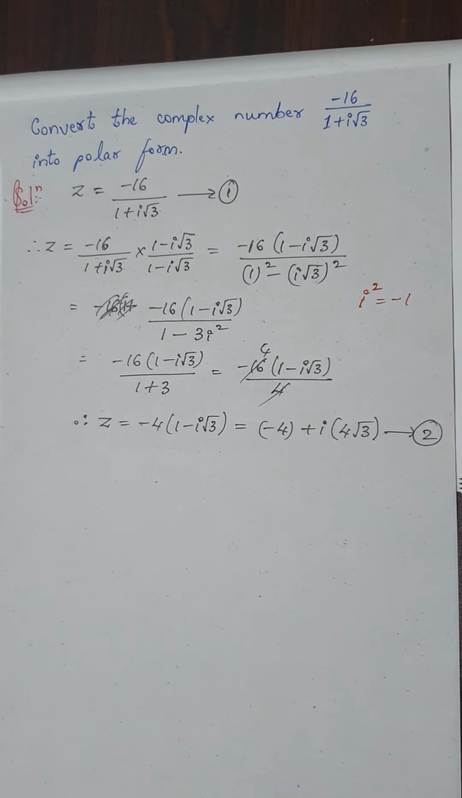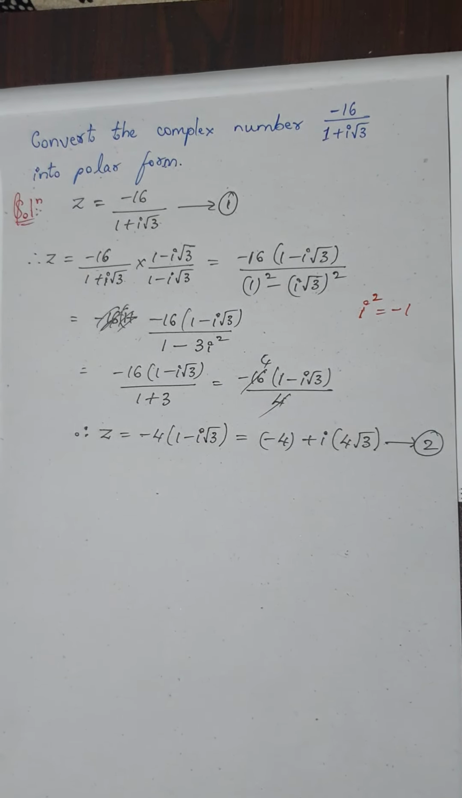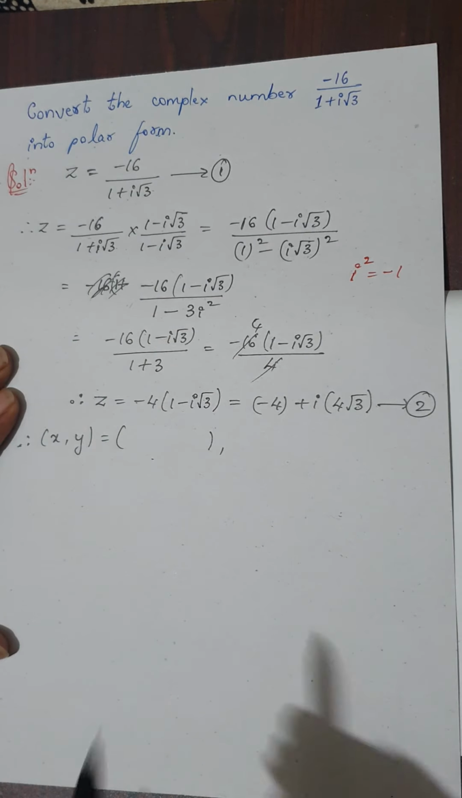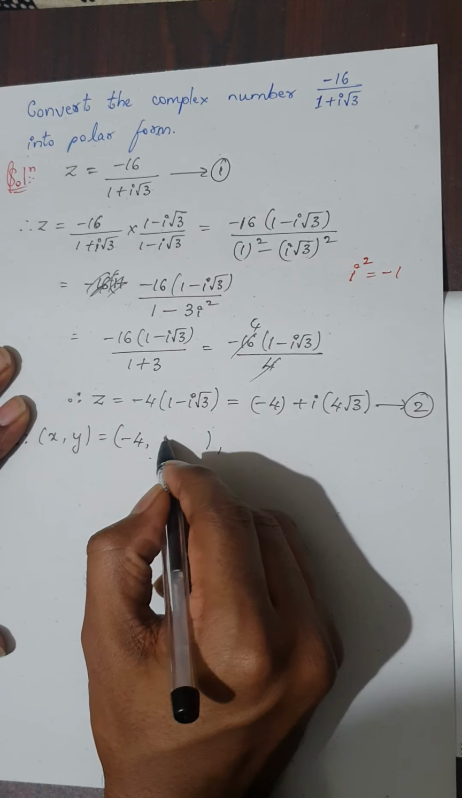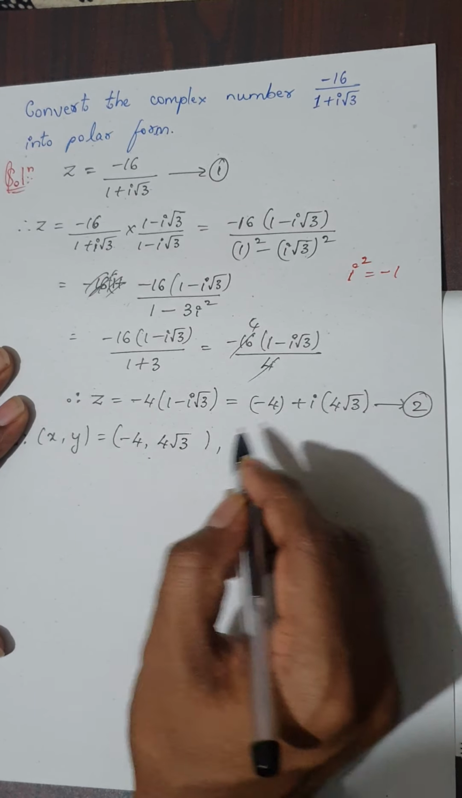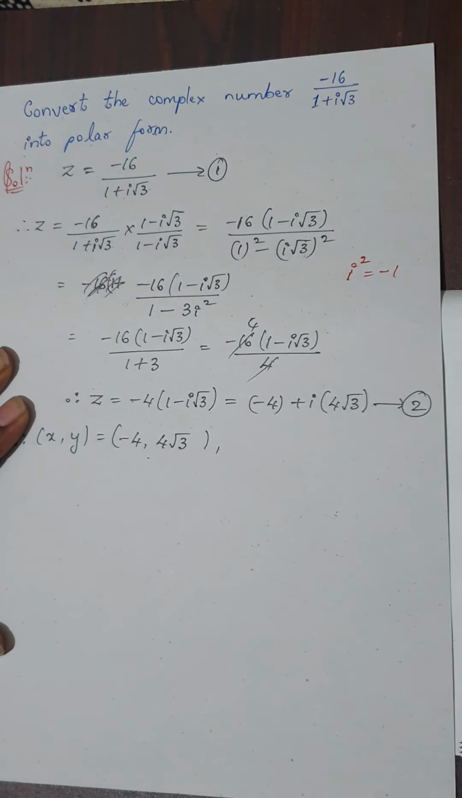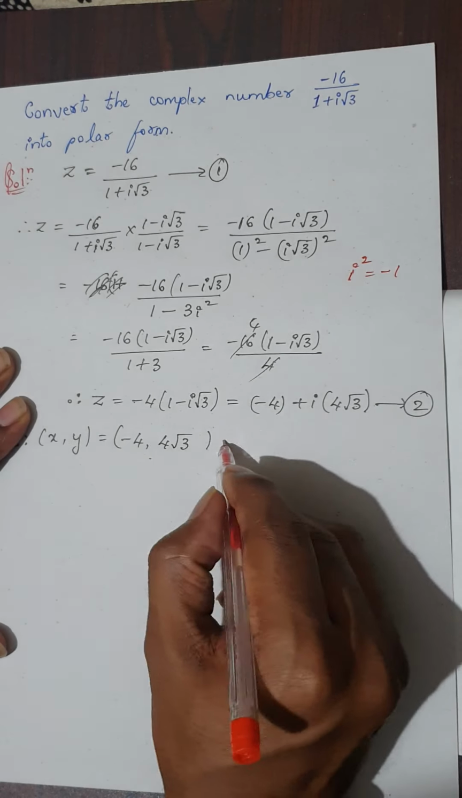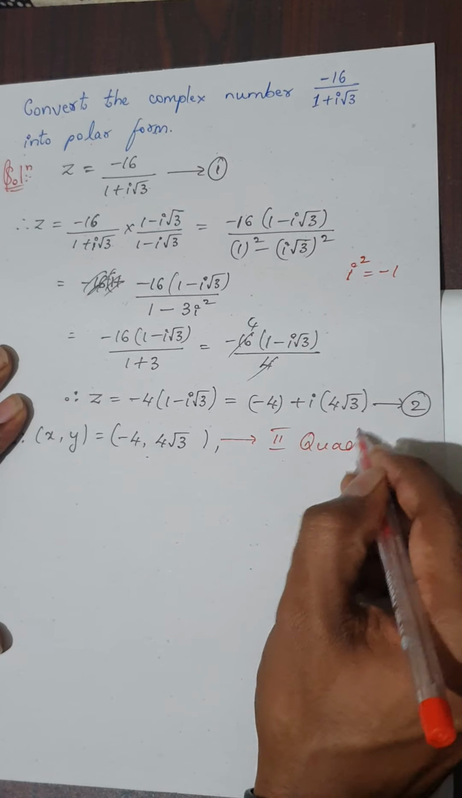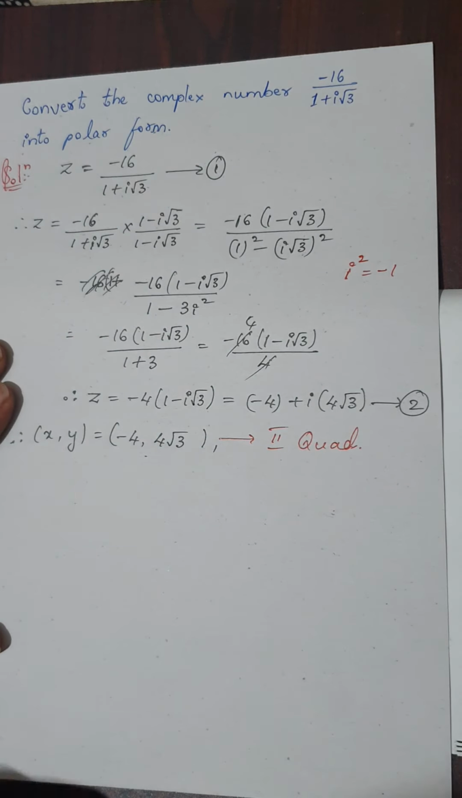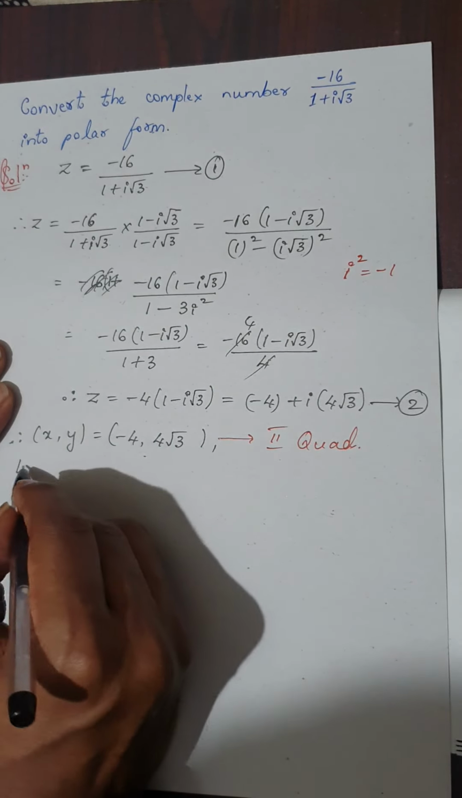Here onwards I can find the value of mod z and theta. So let's check what is the value of x and y. It is simply x value is minus 4 and y value is 4 root 3, isn't it? Now x is negative, y is positive. This value you can find in the second quadrant, isn't it? Okay, once this is clear, let me find out the value of mod z.